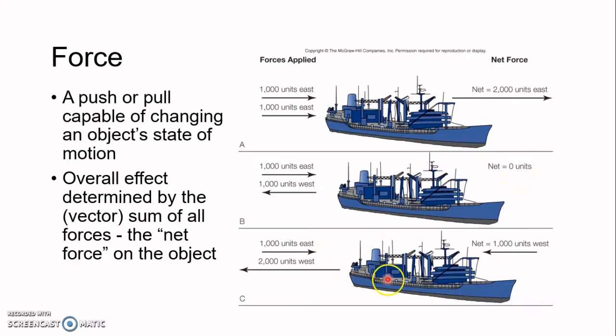In this final example, the battleship is still moving to the east with propellers pushing at a force of 1,000 units, but the wind, in this case, is going to the west with a force of 2,000 units. So what will be the net motion? The net motion of this battleship will be determined by the total, which would be 1,000 units to the west.